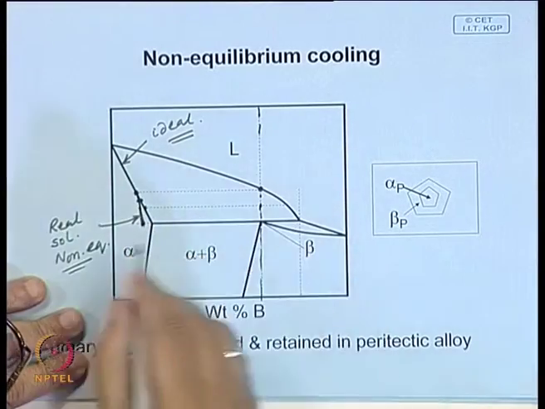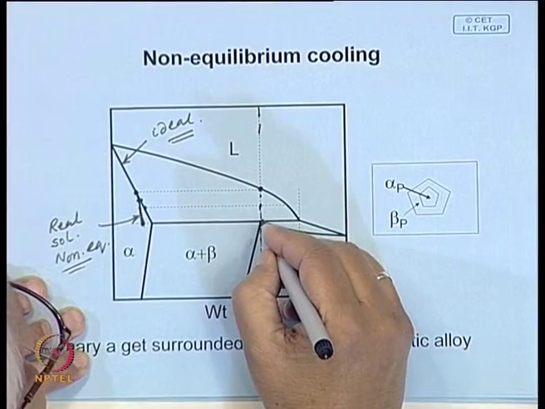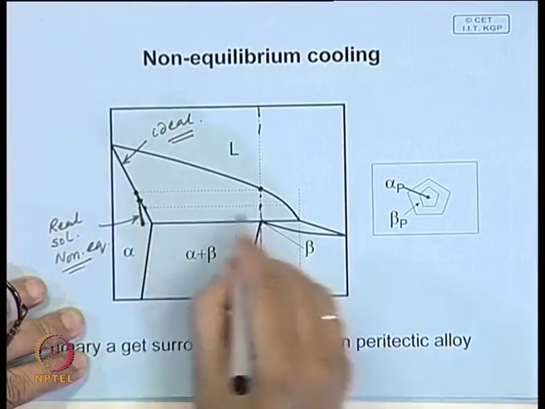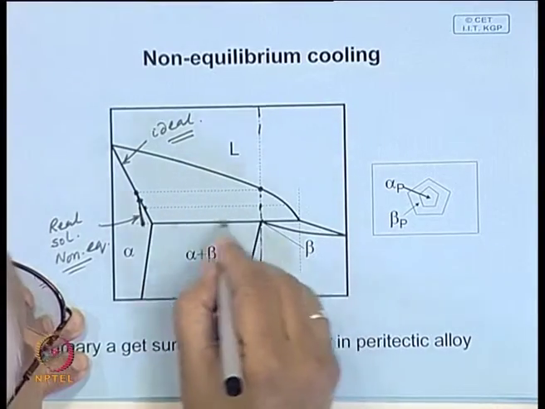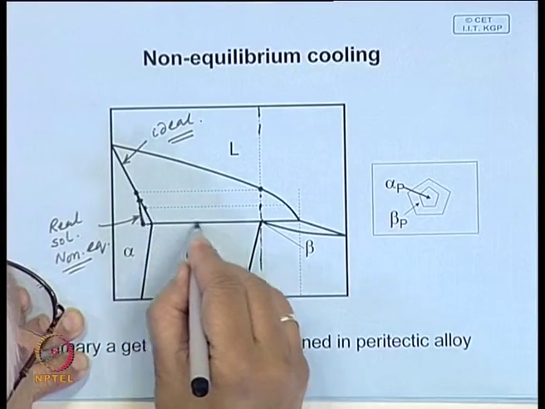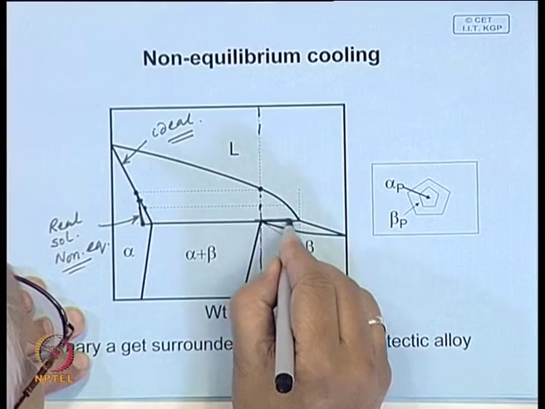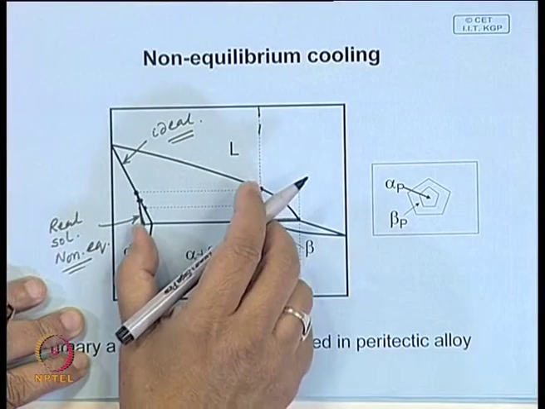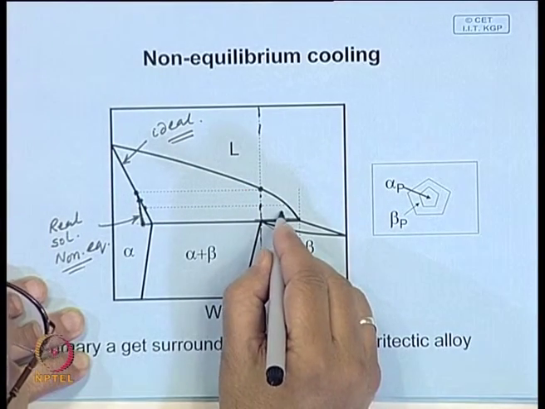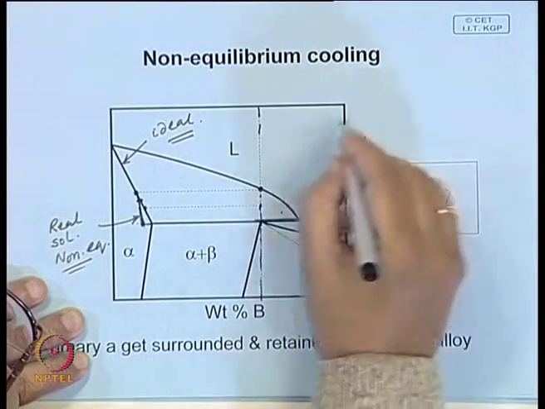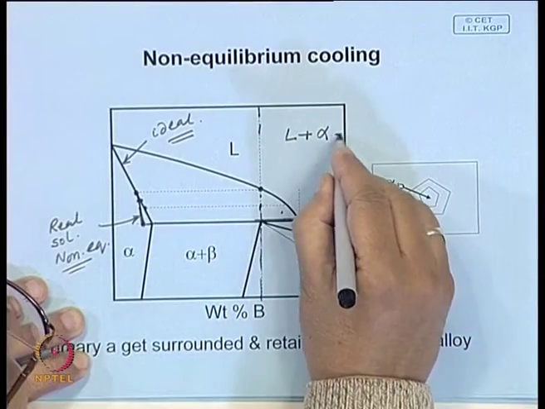Now, in that case, this is where you have come. Now, here there is some amount of liquid, even here. The amount of solid at the peritectic temperature is proportional to this part, and the amount of liquid is this part. And what happens now, this amount of solid alpha at the peritectic temperature, the liquid will react with that alpha and will give you beta.